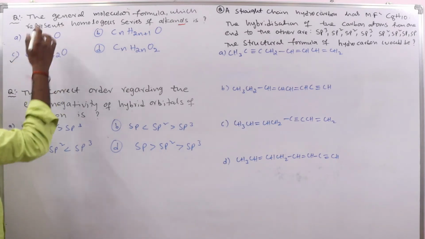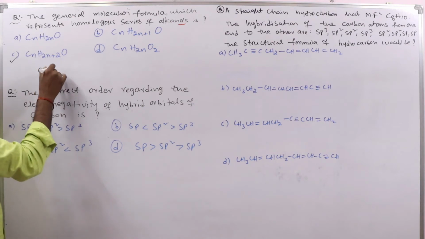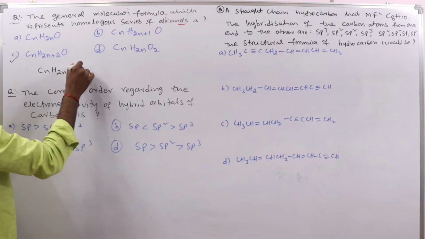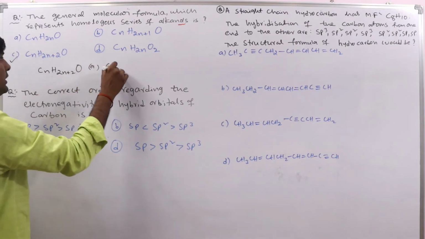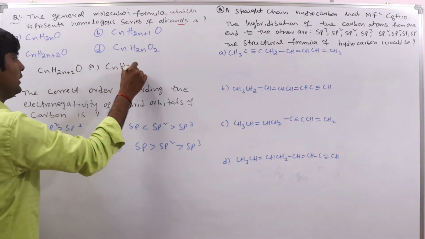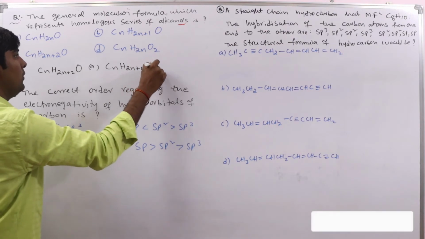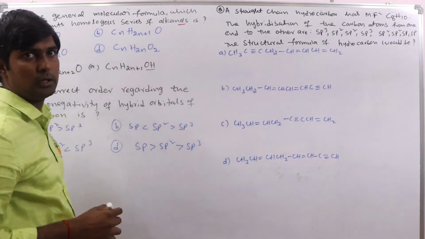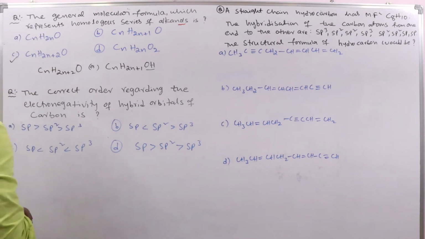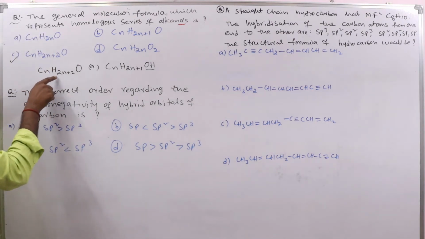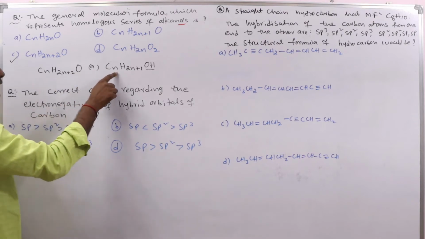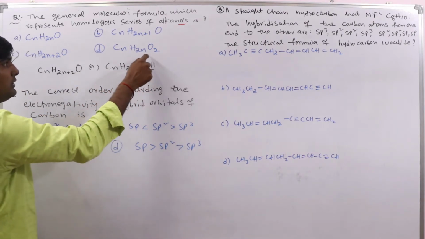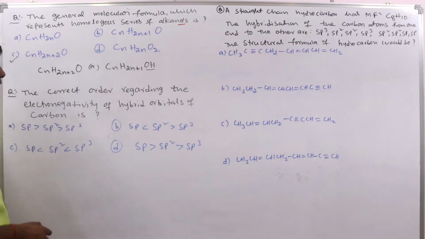Because see here, generally it is represented as CnH2n+2O, or sometimes it is given like this also, CnH2n+1OH. So this is the functional group, right? In alcohol, OH is the functional group. So generally CnH2n+2O or CnH2n+1OH. One hydrogen is less here, that is added here as OH.